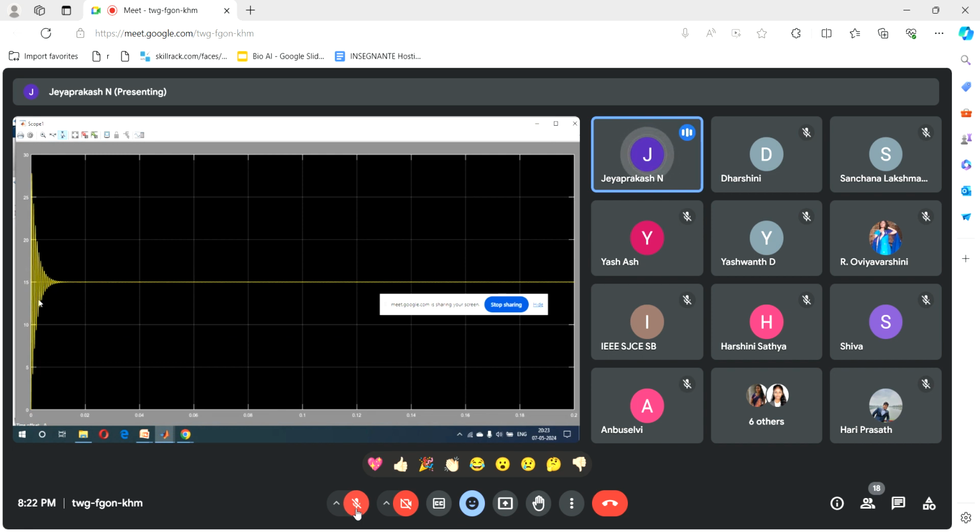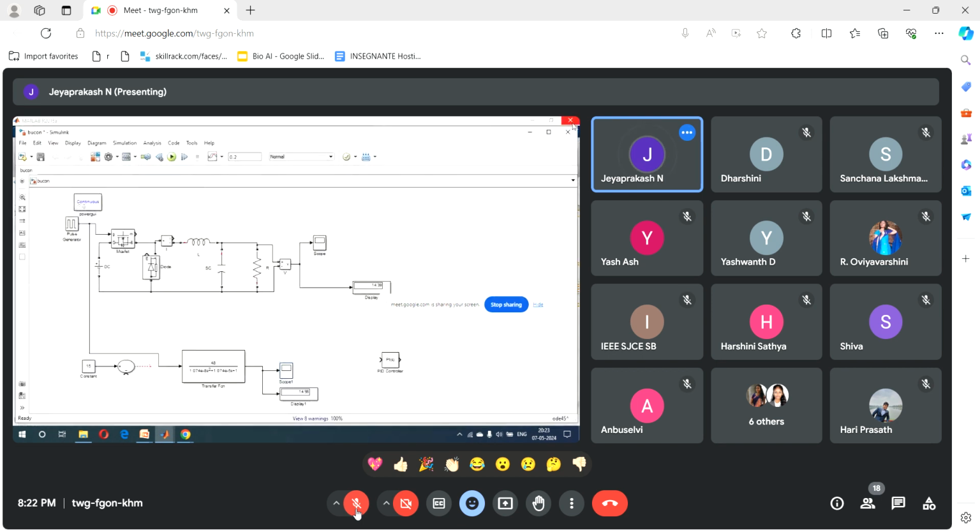We are going to design the perfect controller. We are going to reduce this maximum peak overshoot and everything. Here the maximum peak overshoot, you can see, is nearly 27.5. Before applying the controller we have 27.5. So now I am going to apply the controller. I am going to apply the PID controller.